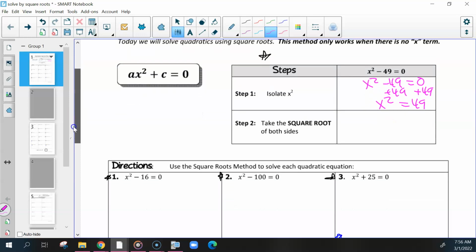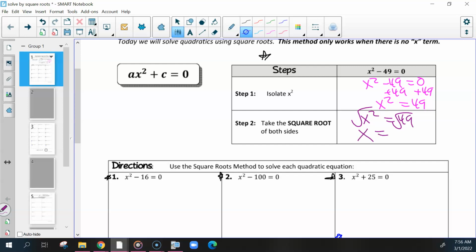After we isolate the x squared, the next thing we're going to do is take the square root of both sides. This should somewhat be familiar from when we were factoring and doing difference of squares. We're looking for what times what would give us x squared. X.